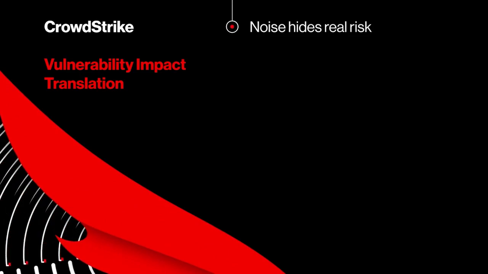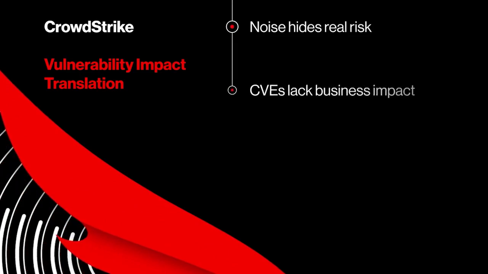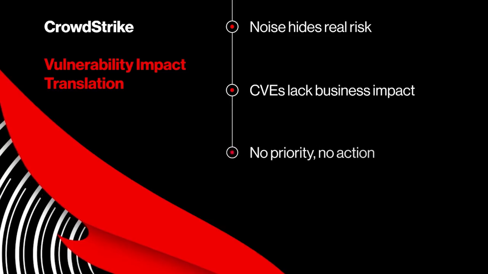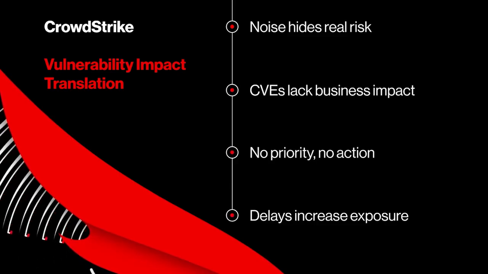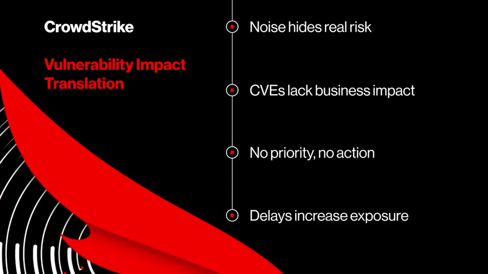Security data is everywhere, but clarity is rare. Too much raw vulnerability data and not enough context. CVEs and severity scores are critical for analysts, but they don't resonate with business leaders. And when risk isn't clearly communicated, patches get delayed, risk builds up, and your organization stays exposed.